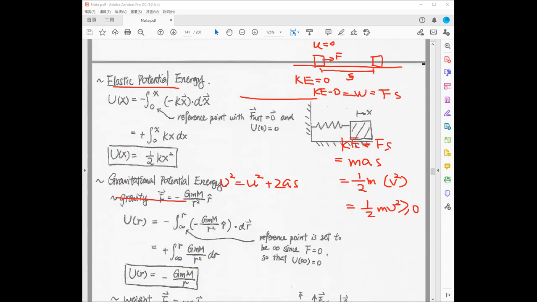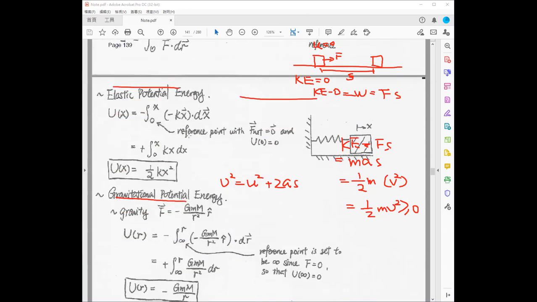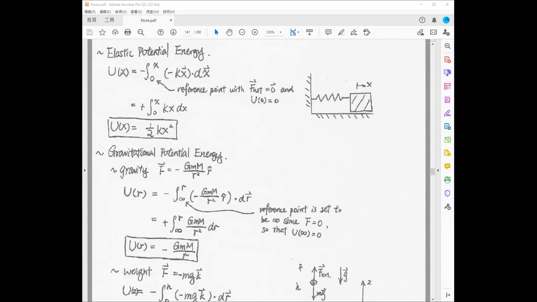Then let's see how we derive the formula. Okay, maybe we just skip how we derive it. It doesn't matter really.